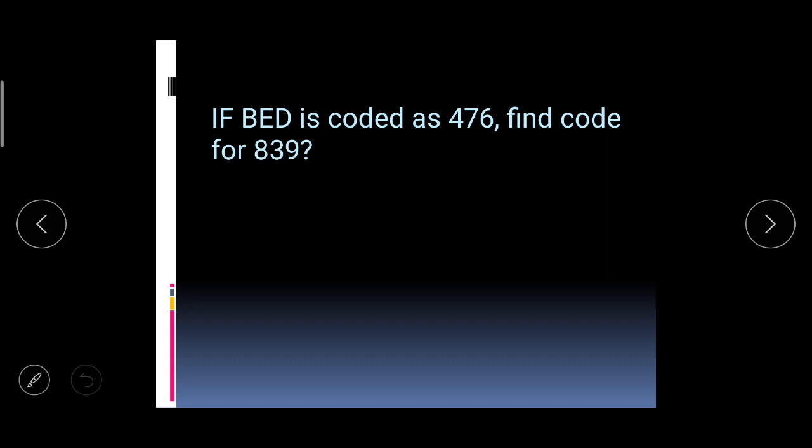Okay, the next word, bed, is coded as 476. Find the code for 839. Here the word is given and its code is given. Now the code is given, you have to find the word for it.